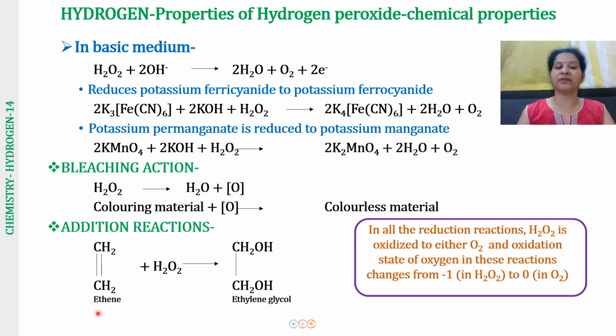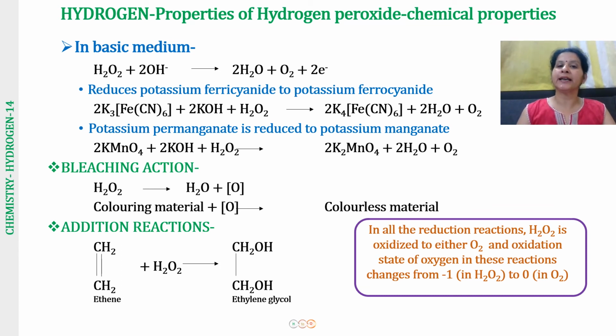So for example, we have ethene. It consists of an unsaturation, a double bond is present. So here H2O2 is going to add up, there is going to be breaking of the double bond, and we will be getting CH2OH, CH2OH. This is called ethylene glycol. So as far as the reactions are concerned, this is it.